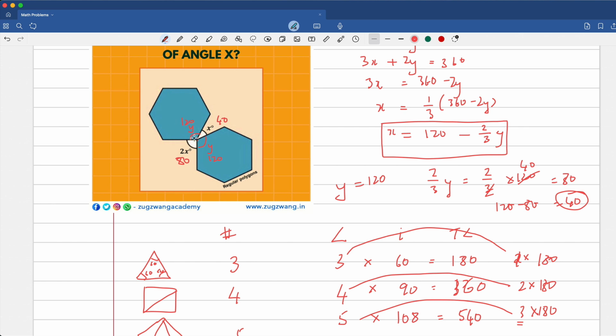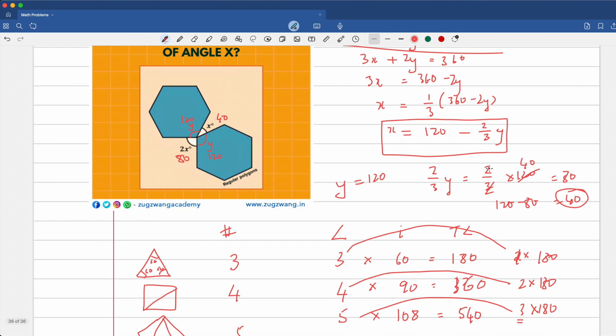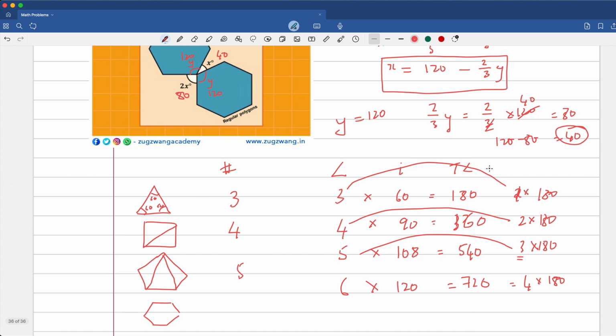So adding them up, let's add them in a different way. You should always solve problems in multiple different ways. So 40 plus 120 is 160, 160 plus 80 is 240, 240 plus 120 is 360, and therefore giving you your original calculation to be right. So you could conclude that the value of x is 40 degrees.